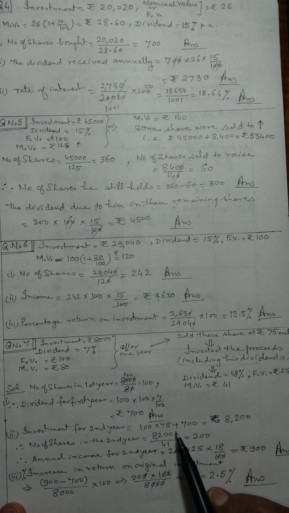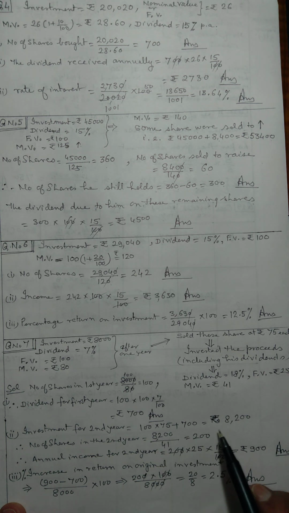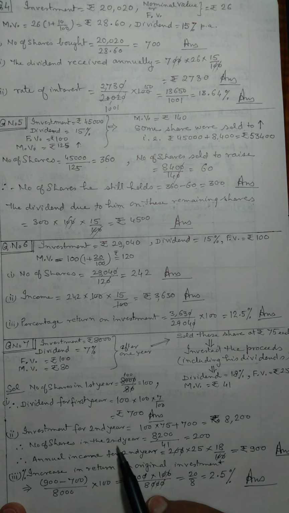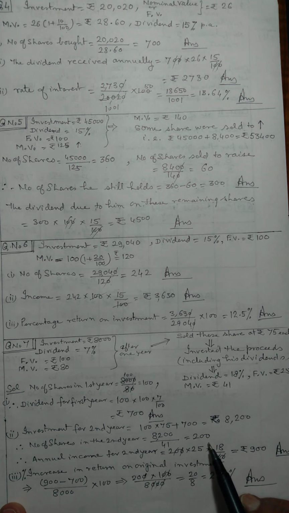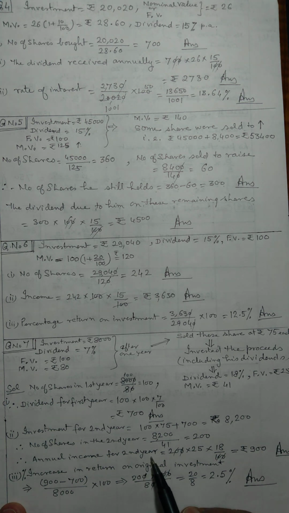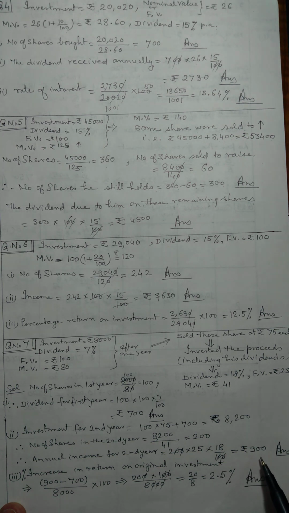So 7,500 plus 700 will be equal to 8,200. So the number of shares in the second year will be equal to 8,200 divided by 41, which will be equal to 200. Therefore, the annual income for the second year is equal to 200 into 25 into 18 by 100, which will be equal to 900.